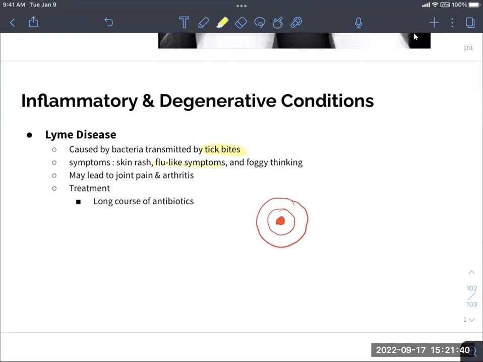You can get flu-like symptoms, brain fog, can't think straight. If it's not caught and treated, it could cause joint pain. It can even cause arthritis. So they treat it with antibiotics. So Lyme disease, that's why they always say if you go out in the woods, make sure you check for ticks every time.